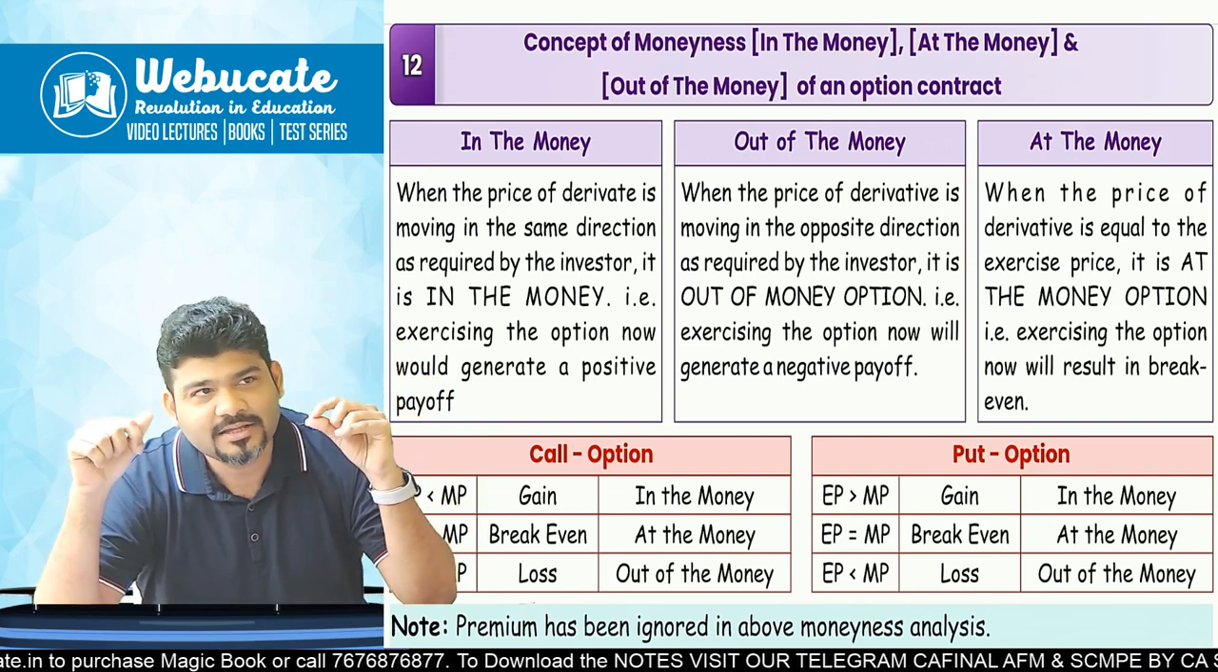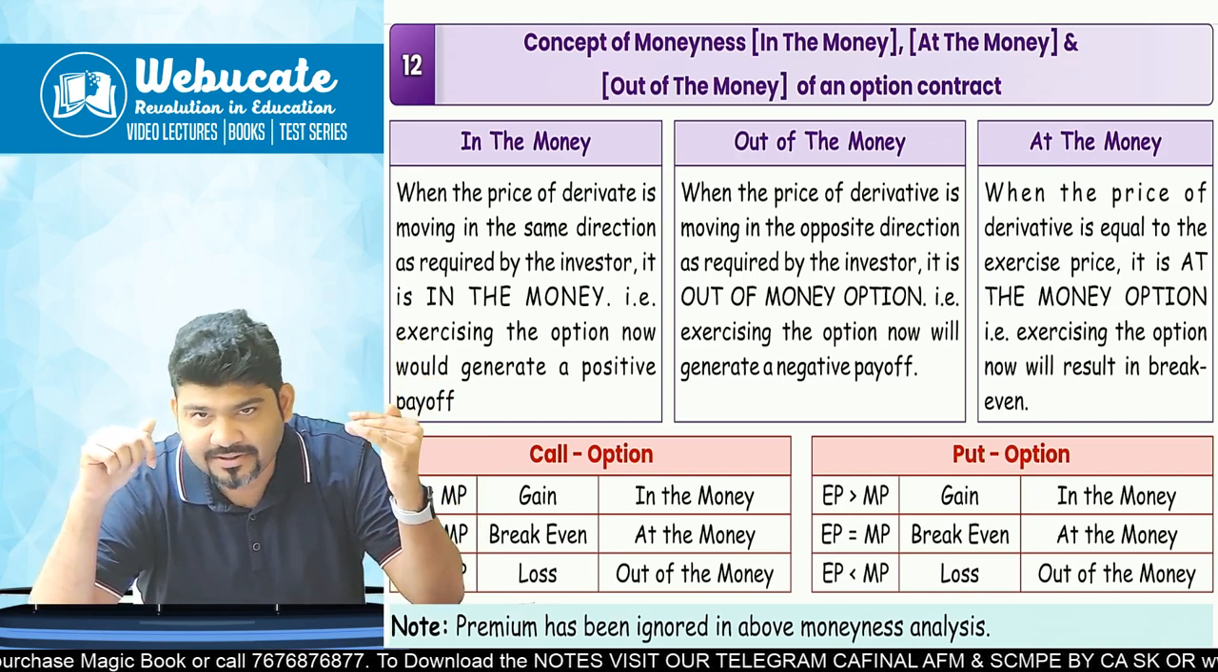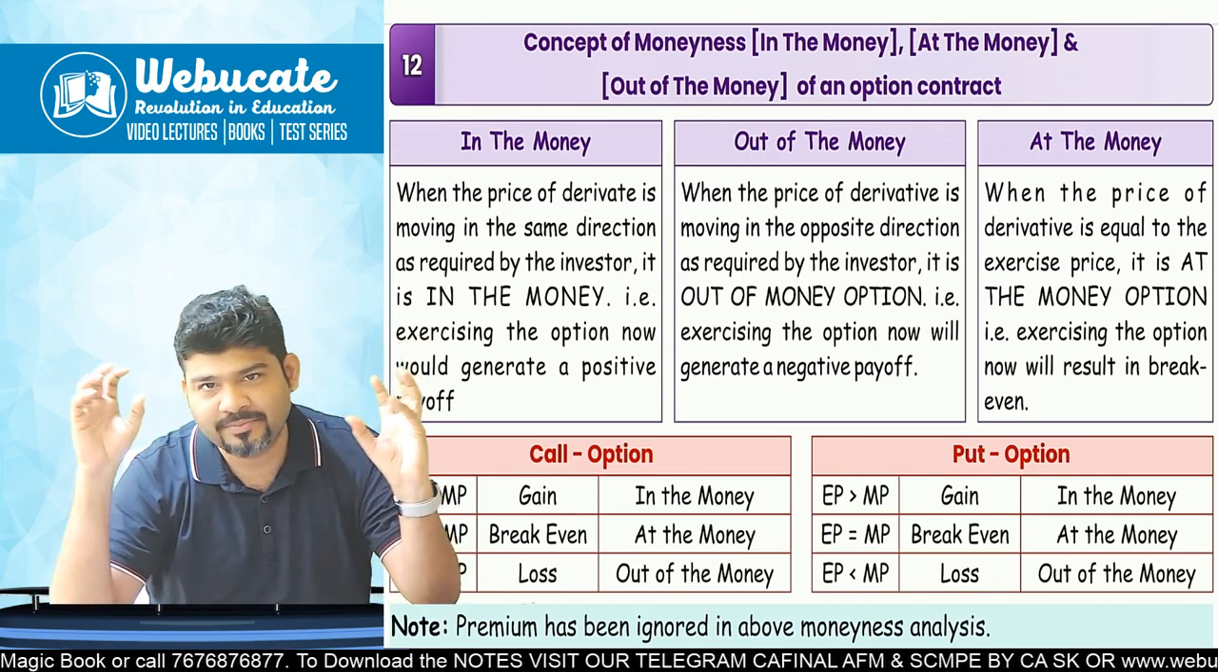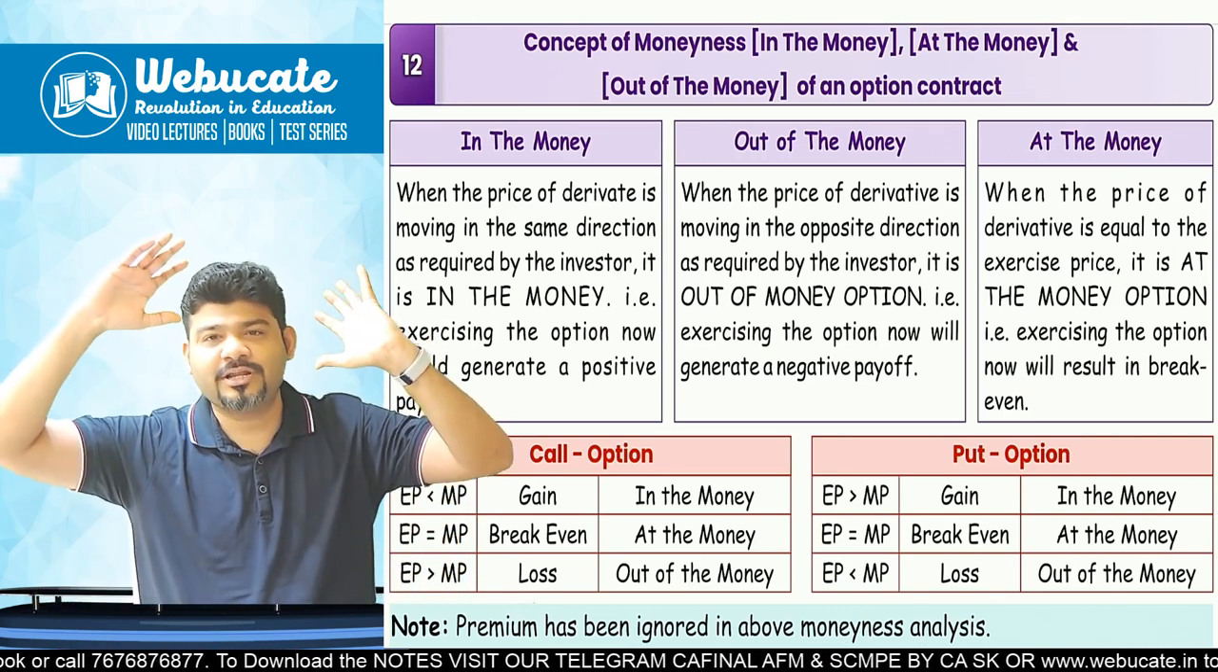As in, suppose you have frozen at 1000 and you have paid 20 rupees as premium. So you want the market to go till 1020 at least.